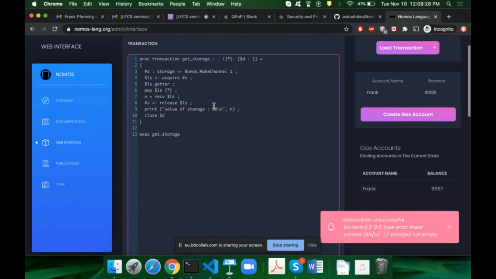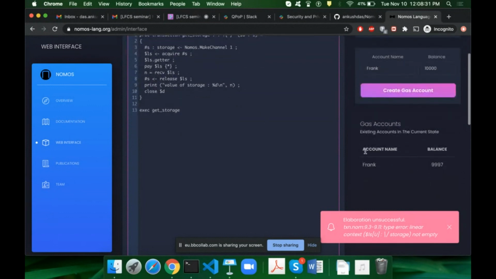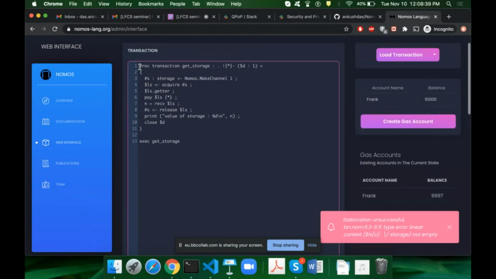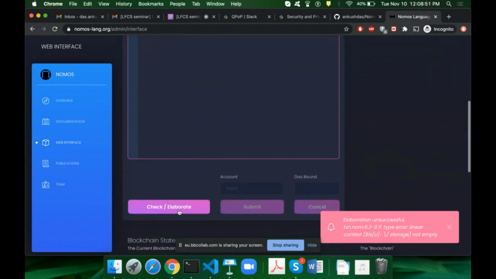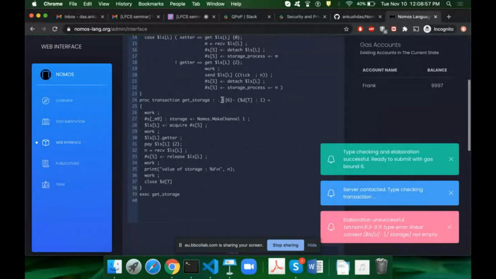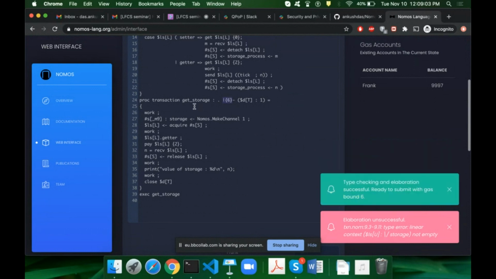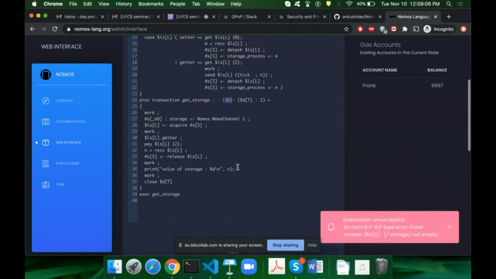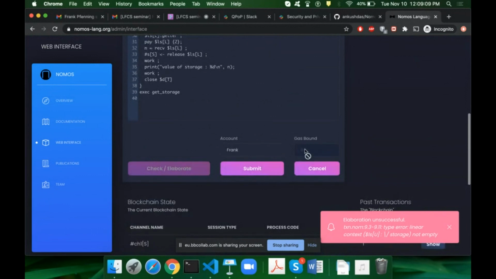Exactly. So here is a very good example. If you see my screen, there is this account in Frank's name which has this much balance, and I'm trying to execute this transaction get storage. Here you will see that there is a star marked on the turnstile, which means please infer the cost of this transaction. If you check elaborate, you will see the get storage function now has 6 units. So it inferred that this transaction get storage has 6 units of gas cost, and it says here as well that the gas bound is 6.